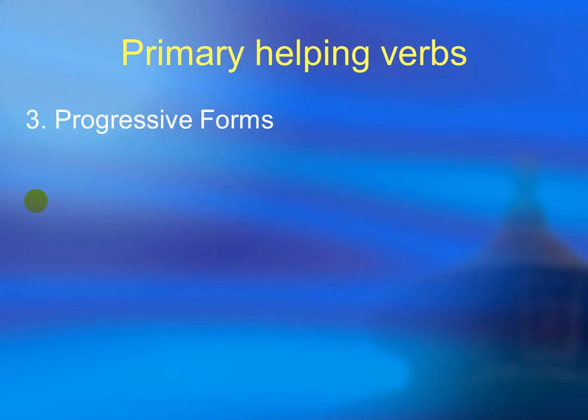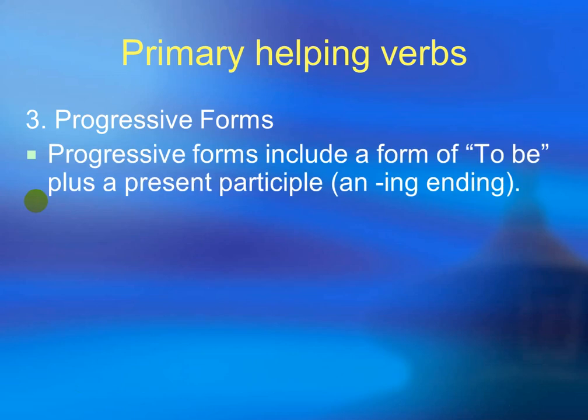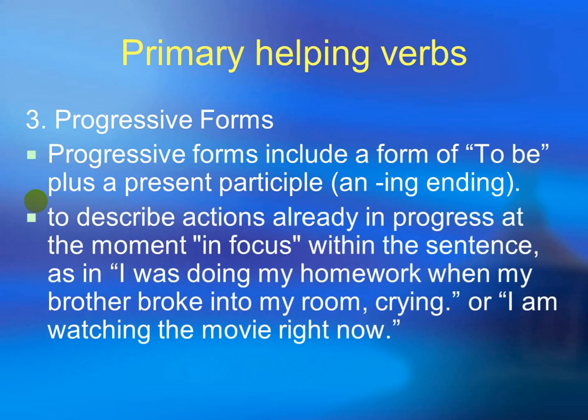نستخدم أيضا verb to be مع الprogressive forms، يعني مع الأزمنة المستمرة زي الpresent progressive والpast progressive. Progressive forms include a form of to be: am, is, are, was, were, plus a present participle اللي هو an -ing ending، يعني am/is/are + -ing أو was/were + -ing. طبعا بنستخدم الشكل ده to describe actions already in progress at the moment.